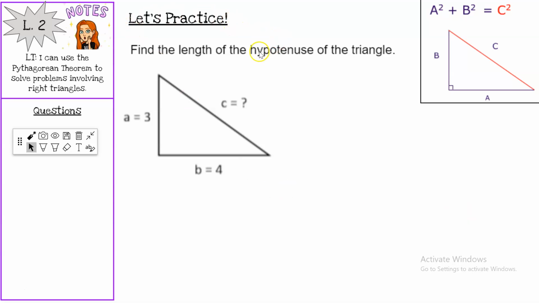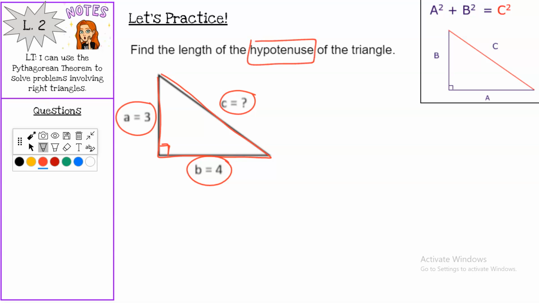Find the length of the hypotenuse of the triangle. We're going to use that relationship of a squared plus b squared equals c squared. We've got our right angle here, and everything's nicely labeled for us. We know a is 3, b is 4, and c is unknown because we want to know what the hypotenuse is. So we're going to set up our equation of a squared plus b squared equals c squared. We're always going to start with that.